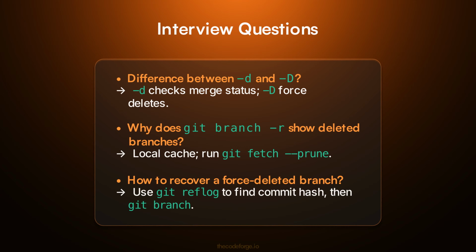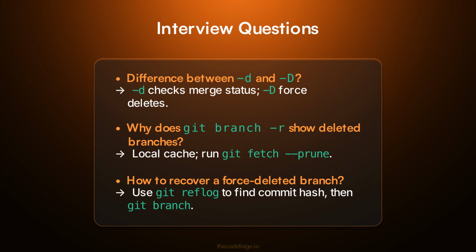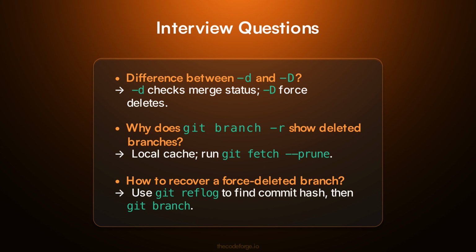Let's run through some common interview questions. Difference between -d and -D? -d checks merge status, -D force deletes. Why does git branch -r show deleted branches? Local cache, run git fetch --prune. How to recover a force deleted branch? Use git reflog to find commit hash, then git branch.